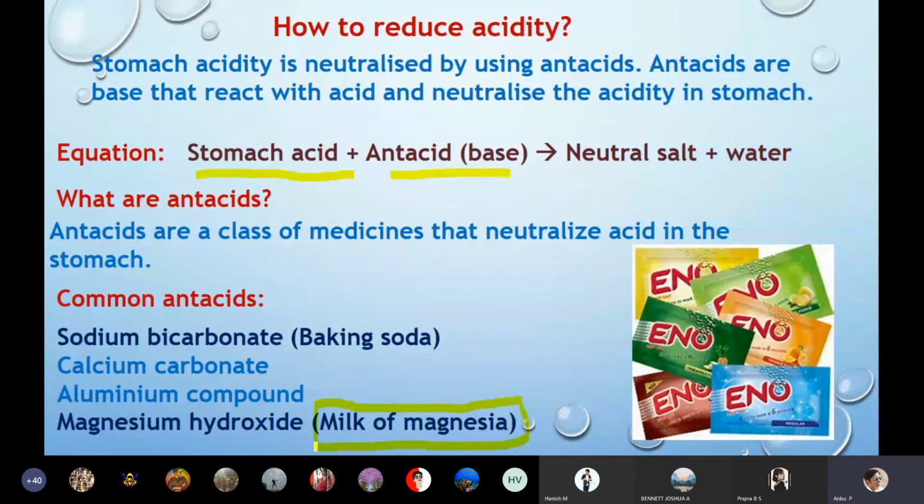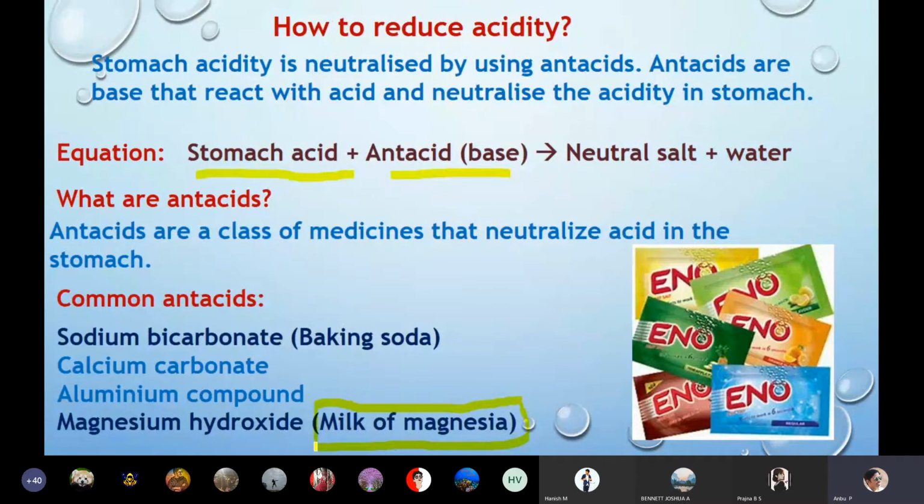So this magnesium hydroxide, once it has been taken in your body, gets into the stomach and reacts with the hydrochloric acid of the stomach, neutralizes the acidic effect and brings it back to neutral conditions. Once you obtain the neutral conditions, that helps in further digestion. That is how stomach acidity is neutralized with the antacid.